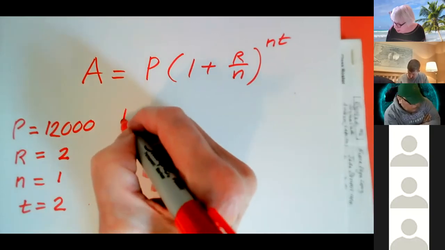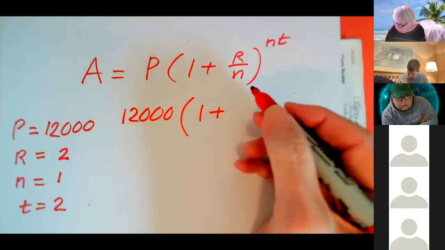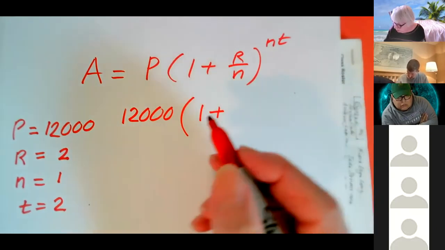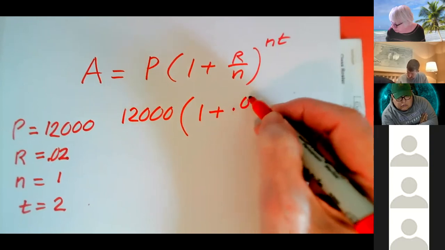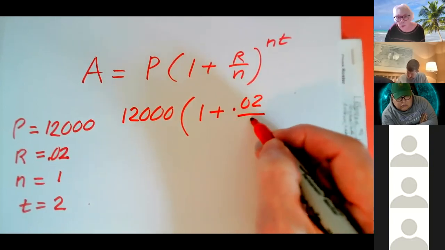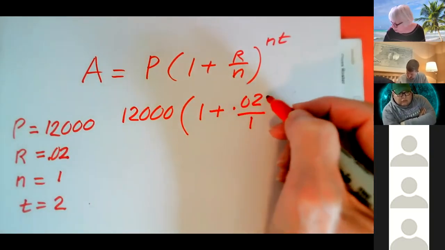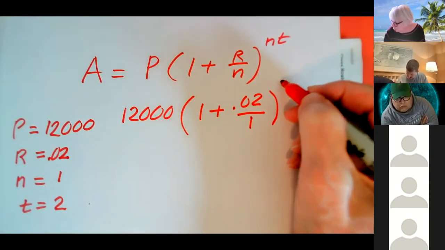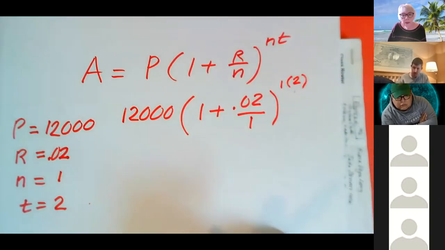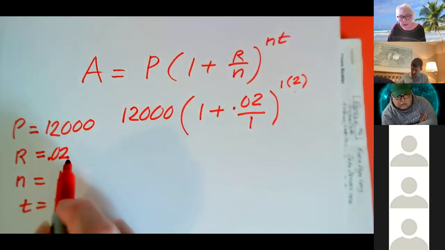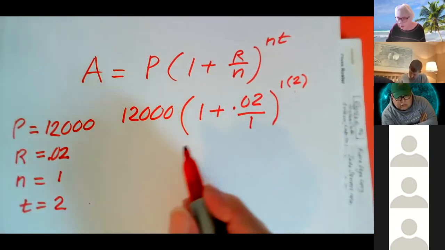So in this case, it's 12,000 for here. It's 1 plus R, which is actually 0.02. N is 1. I corrected that. N is 1 and T is 2. See what I did? So I corrected this. This is my mistake. 0.02 was a rate.